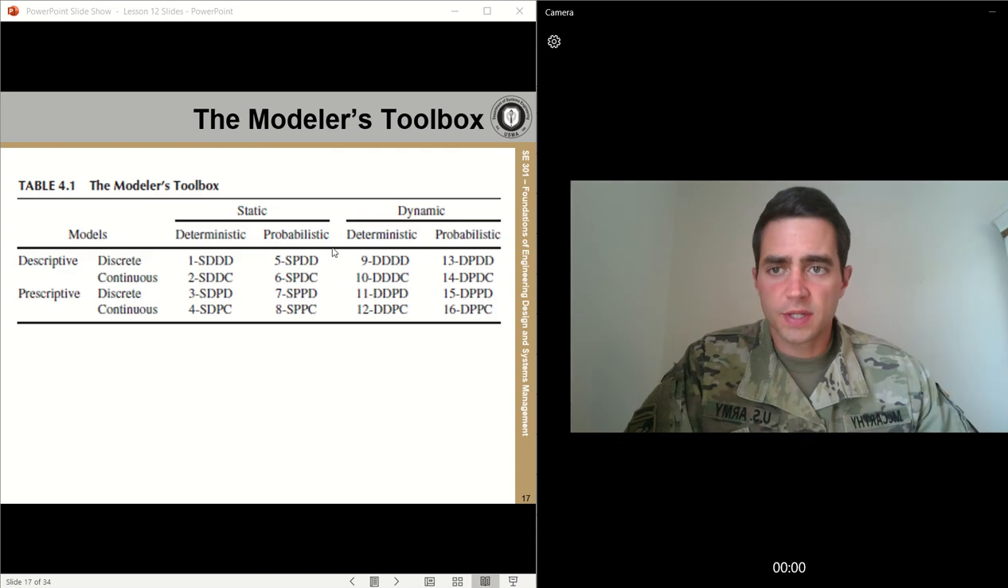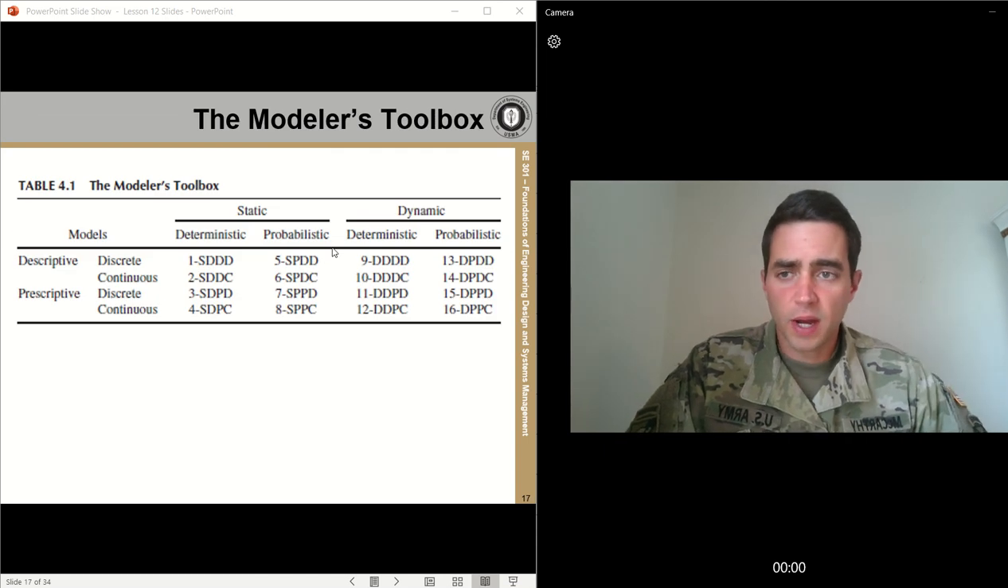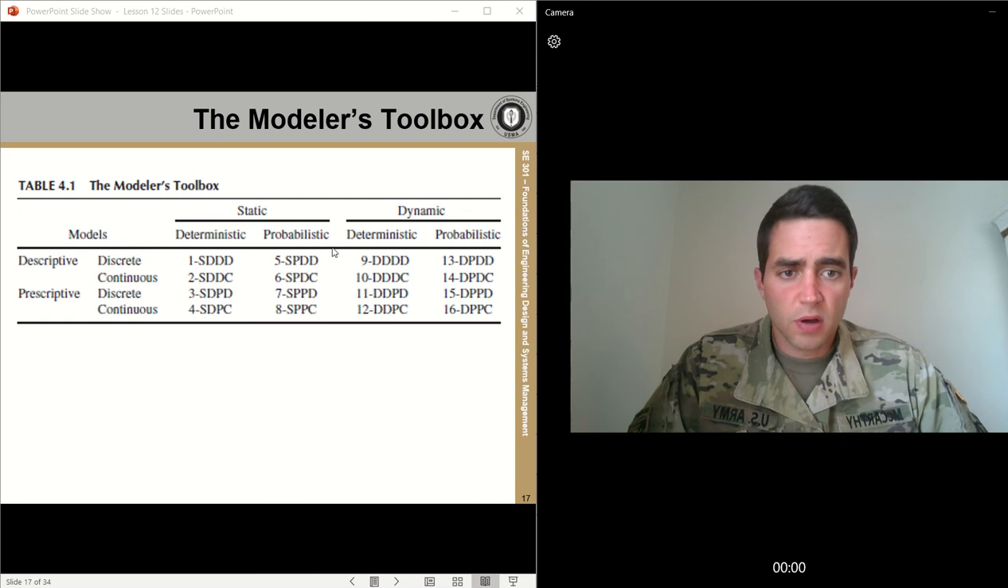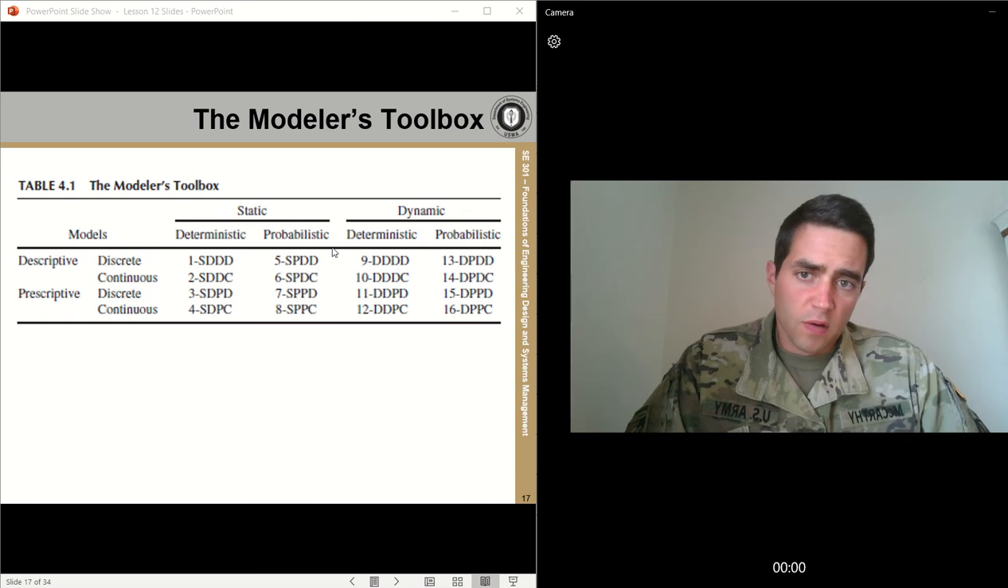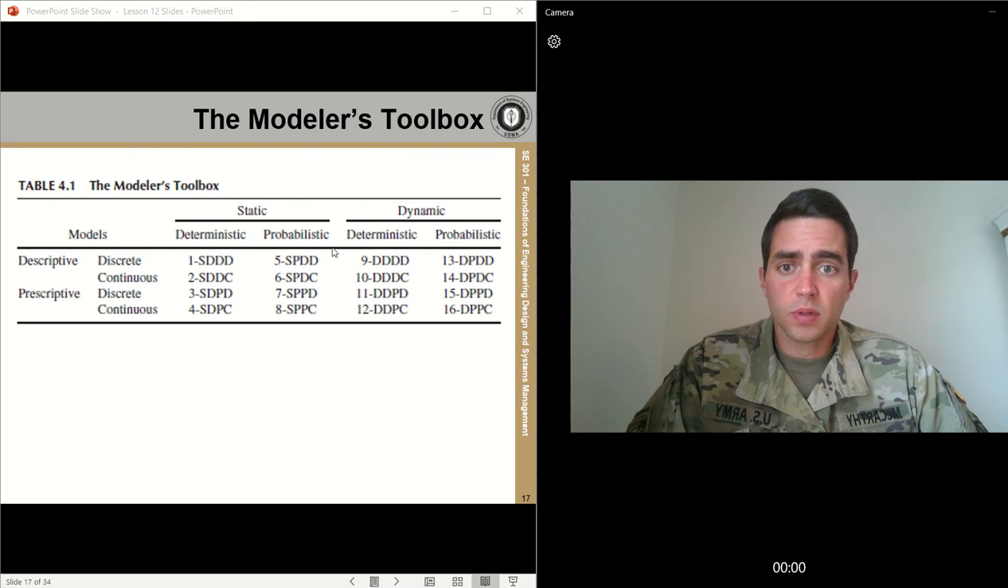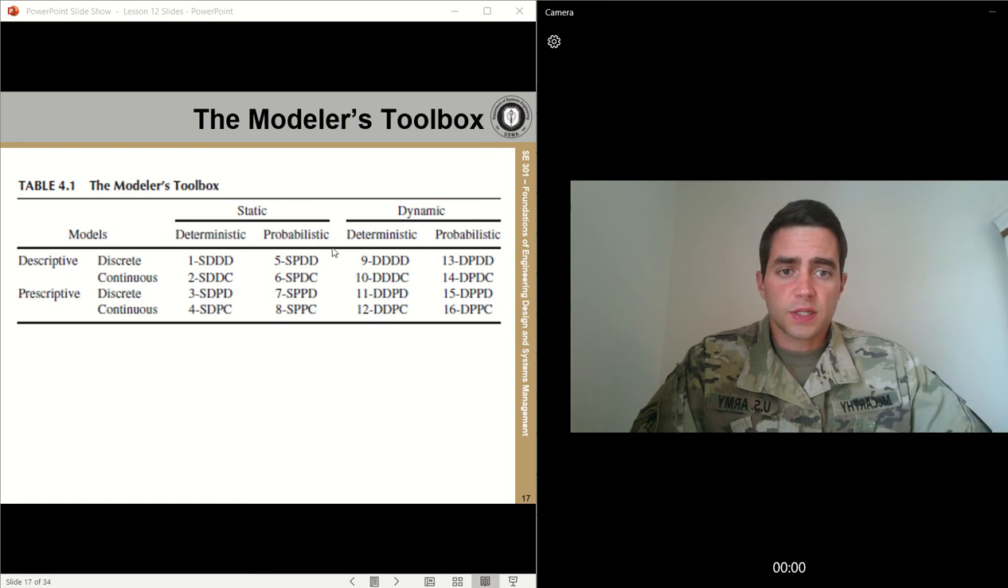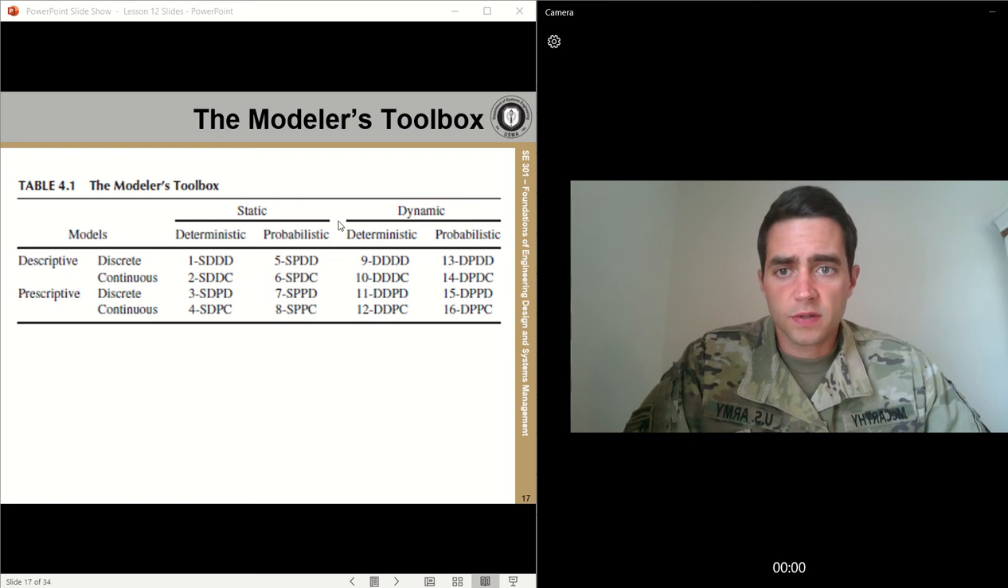So putting all these together, we have what's known as the modeler's toolbox. And the modeler's toolbox is just all the possible combinations of whether or not the model is static or dynamic, deterministic or probabilistic, descriptive or prescriptive, or discrete or continuous. There's 16 total combinations of these four characteristics.